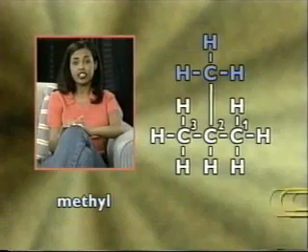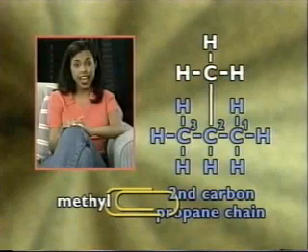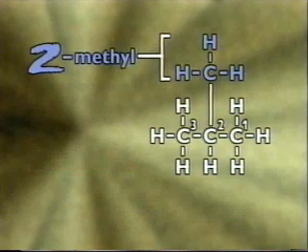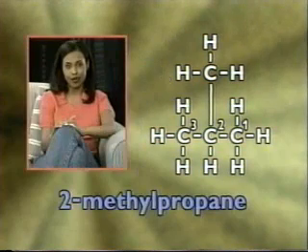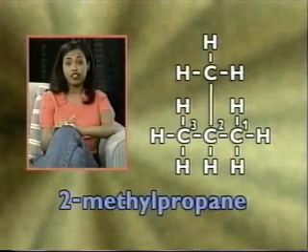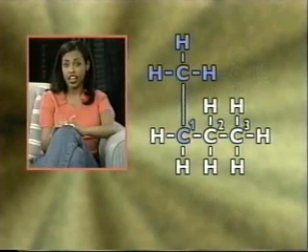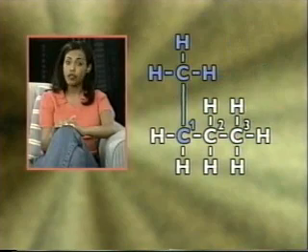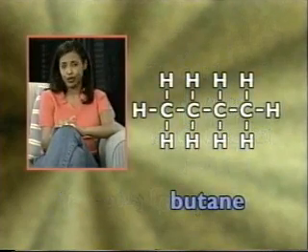The methyl is attached to the 2nd carbon of the propane chain, so we're going to attach a great big old 2 to methyl, so we're certain of where that methyl is on the propane chain. Put it all together and we have 2-methylpropane. Actually, if the methyl group were attached to either of the carbons on the end of the propane chain, the name of the molecule would be 1-methylpropane, but that's just regular old butane.